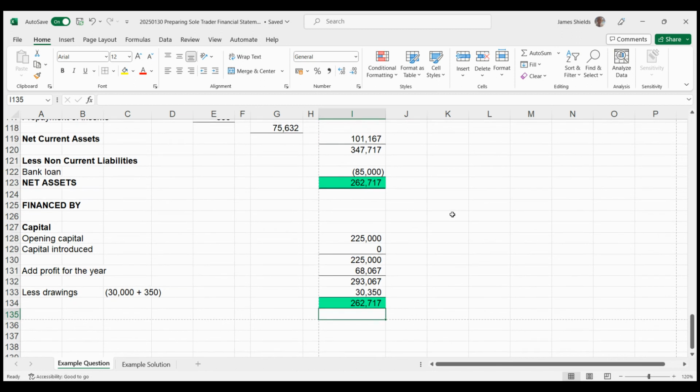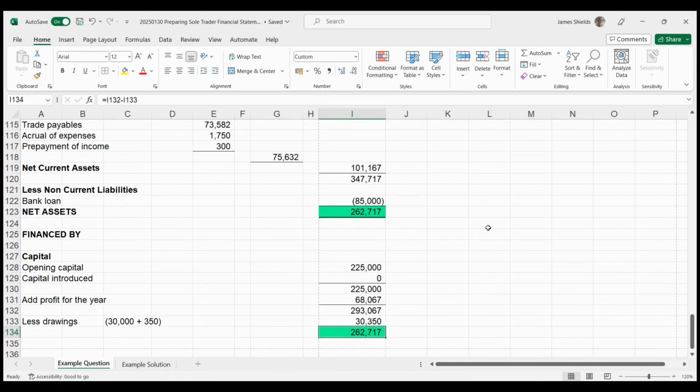Now, this is when it's handy, as we can check if this looks correct or not. Your net assets should be the same as your final capital figure. In our case, the £262,717 net assets is the same as our final capital figure of £262,717. So that suggests to us that the question is correct. It's not guaranteed it's correct, but we know it's got a good chance of being correct.